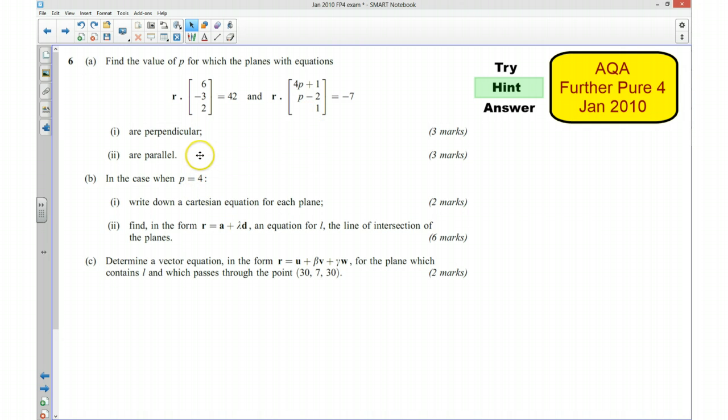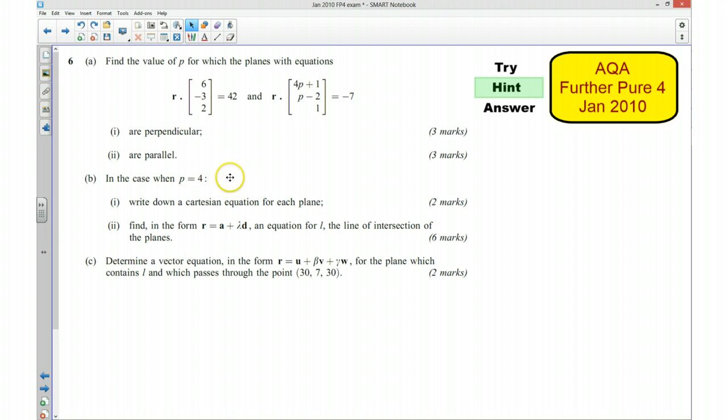Similarly, if these planes are parallel to each other, then the normals would also be parallel to each other, and I would then need to decide what values of P are going to make this vector parallel to this vector here.